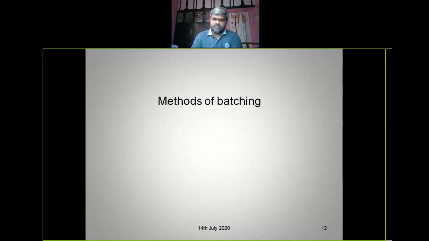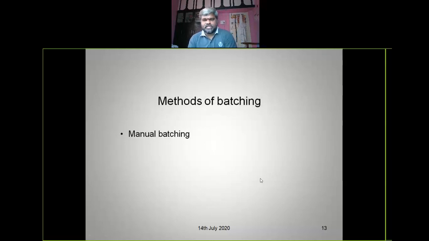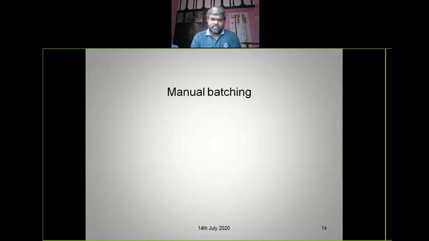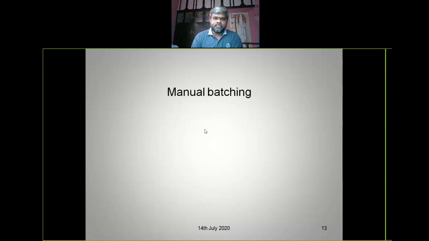Factors affecting the batching system: size of the job, required production rate, and required standards of batching performance. So methods of batching: manual batching and automatic batching. Manual batching is manually adding the ingredients. Automatically, hoppers will be there, and it will automatically take the materials by load cells.